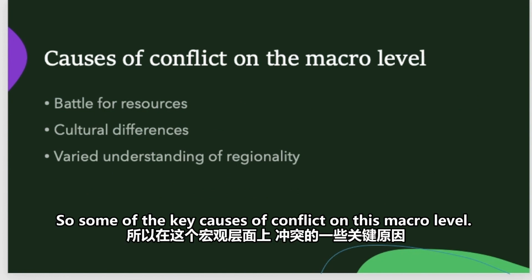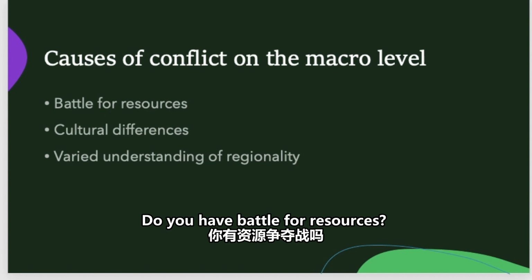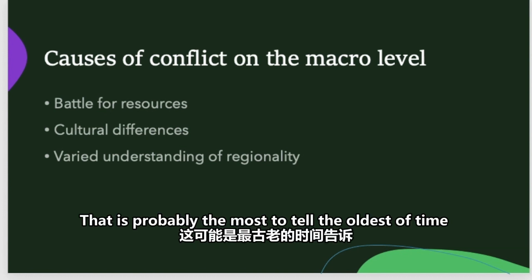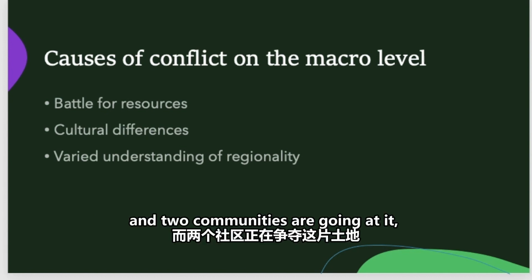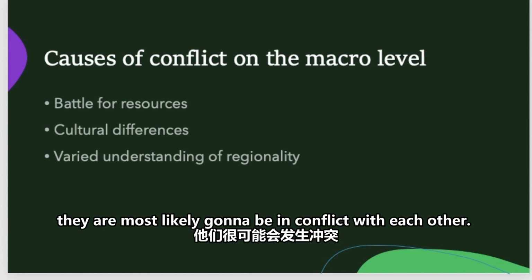So some of the key causes of conflict on this macro level. So you have battle for resources. That is probably the tale of oldest of time. If we both want this piece of land, or we both need this piece of land, and two communities are going at it, they're most likely going to be in conflict with each other.